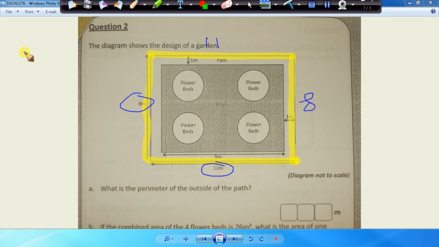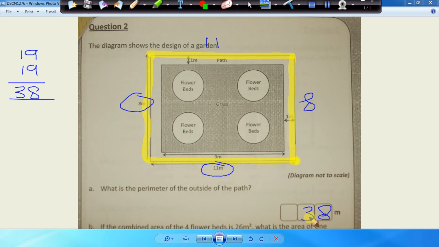So first of all, 11 add 8 will give us how much? 19. And then we have another 19 for the other half of the garden. So 19 add 19 will give us a total of 38. So what is the perimeter of the outside of the path? We put here in the response box 38. The unit is already there. 38 meters is the answer for A.